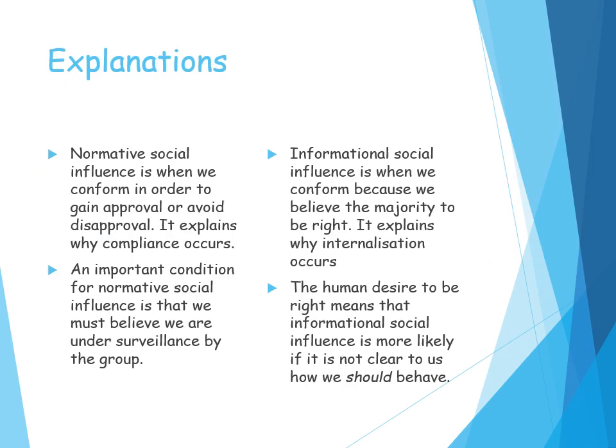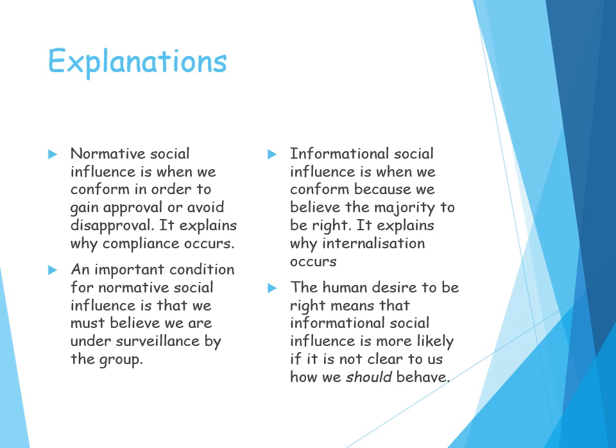Normative social influence is where we conform in order to gain approval. So it's about going along with group norms. It's a desire to be liked by others and to not look foolish. So we want to gain approval and avoid rejection from the group. Generally normative influence is linked to compliance. An important condition for normative social influence is that we must believe that we are under surveillance by the group. We are being watched and we are being judged for our behaviour.